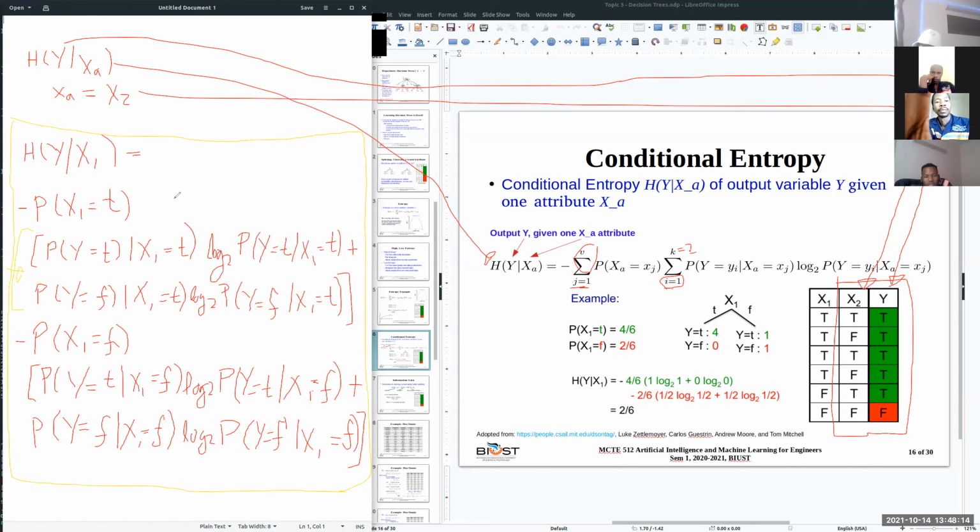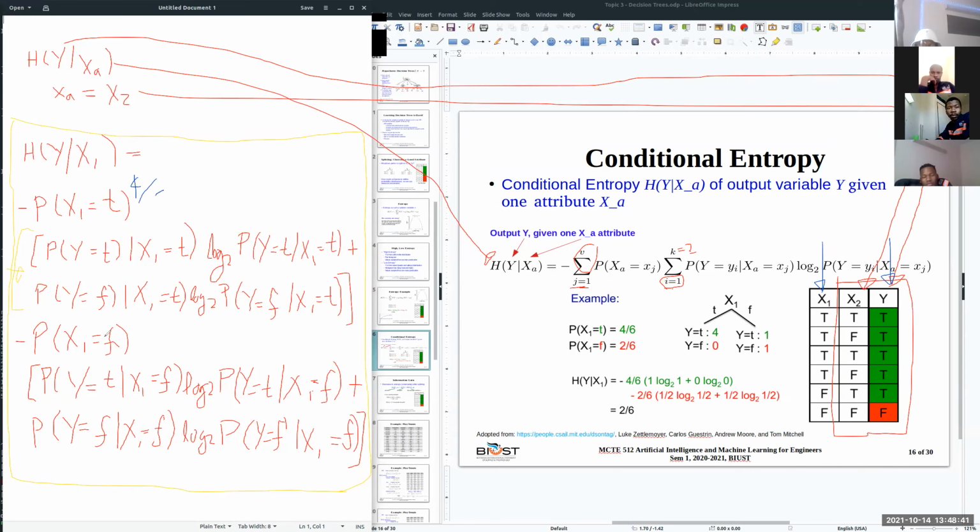Okay. So now, let's do this. Let's take the blue. So probability of y given x1. Now this is x1 and this is y. Probability of x1 being true: 1, 2, 3, 4. So that's 4 over 6.